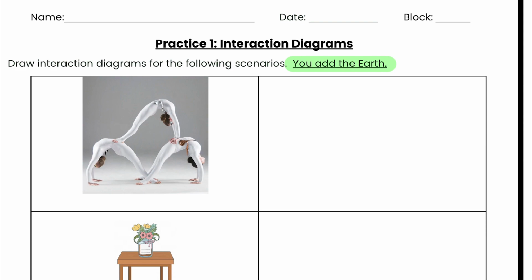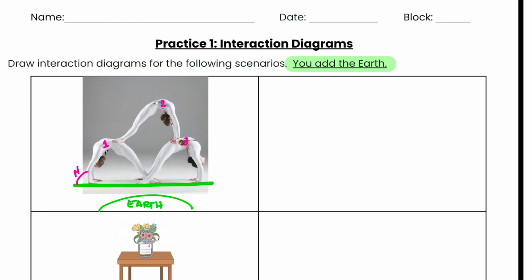So we've got 3 acrobats creating an awesome shape right here, and we have Earth. I drew the floor in just so we could see it a little bit better. We've got acrobat number 1 having a normal force with the floor, and the floor is pushing back on acrobat 1. So we'll just label this one 1. This is acrobat number 2 and acrobat number 3.